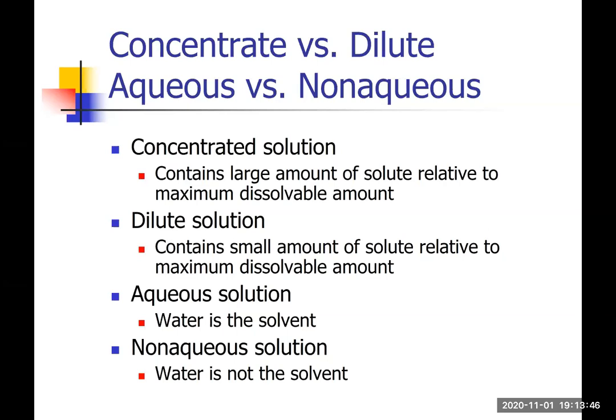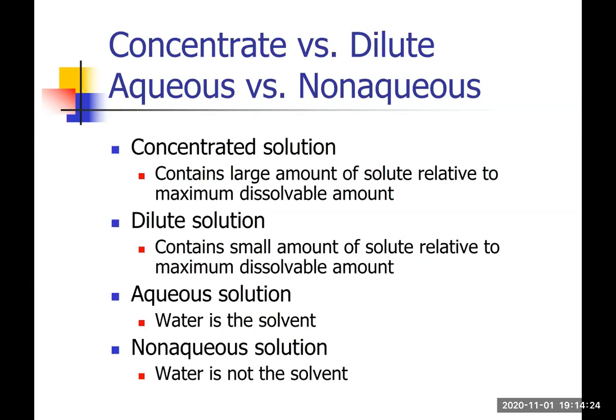Qualitatively, we can also designate solutions as being concentrated or dilute and aqueous or non-aqueous. A concentrated solution contains a large amount of solute relative to the maximum dissolvable amount. And so the question might be, well, aren't we just talking about a supersaturated solution? But we're not, because a supersaturated solution contains more solute relative to the maximum dissolvable amount, where a concentrated solution contains a large amount of solute that's relative to the maximum dissolvable amount.